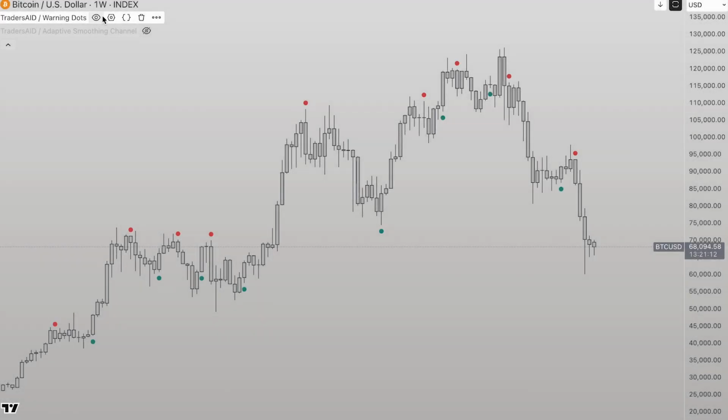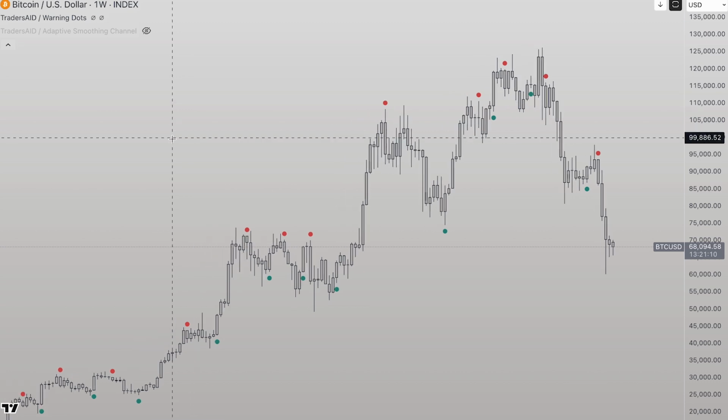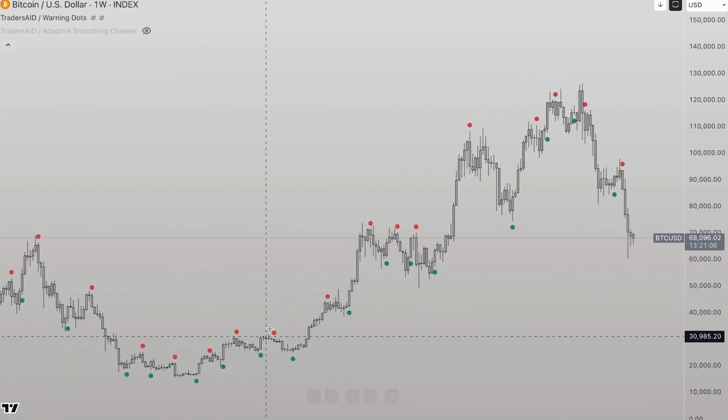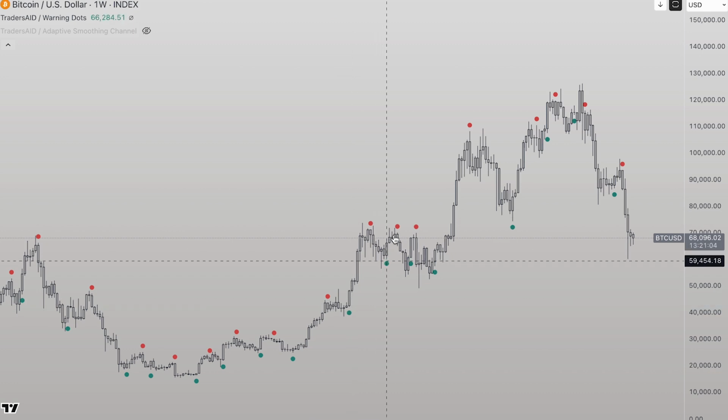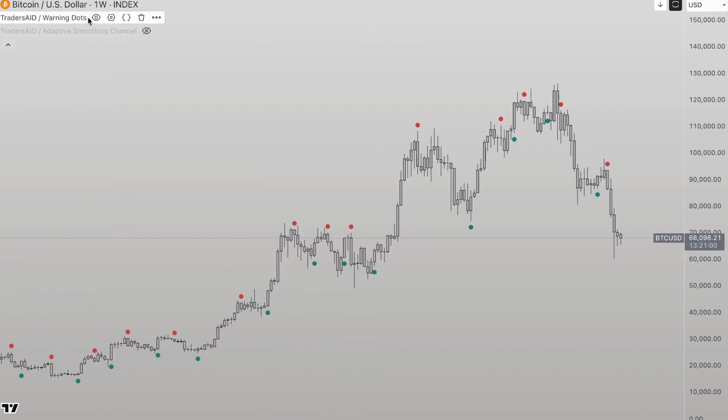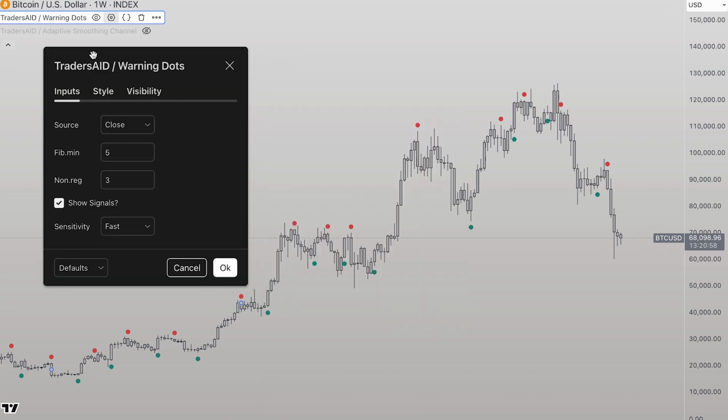The second tool is the warning dots. Where the smoothing channel shows the broader trend, the dots react faster. They highlight moments where market behavior may be shifting, potential turning points worth paying attention to. Now, here's something important about the sensitivity setting for the dots. It doesn't have to match the smoothing channel, and in many cases it shouldn't.